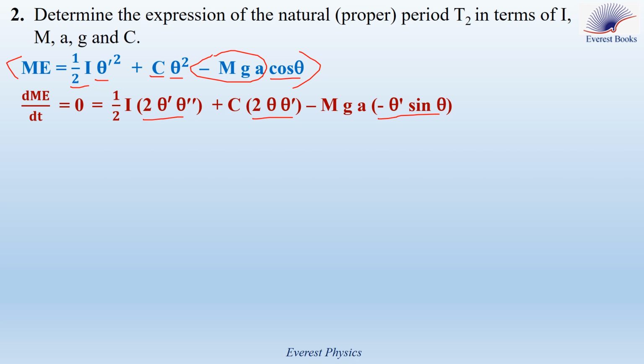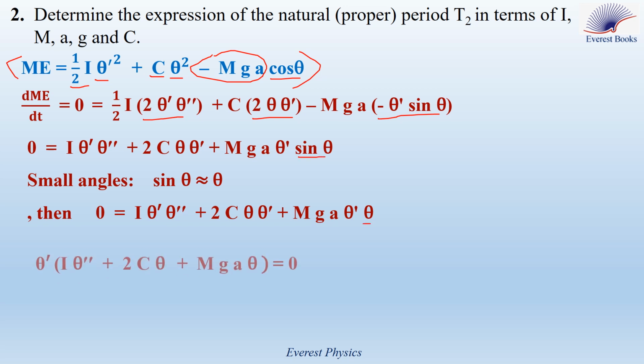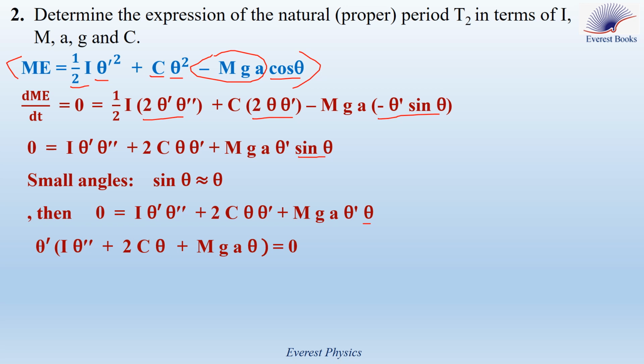This is going to be I theta prime theta double prime plus 2c theta theta prime plus mga theta prime sine theta. Now, the oscillator oscillates with small angles, then we can replace sine theta by theta. Therefore, we get this equation. Take theta prime as a common factor.